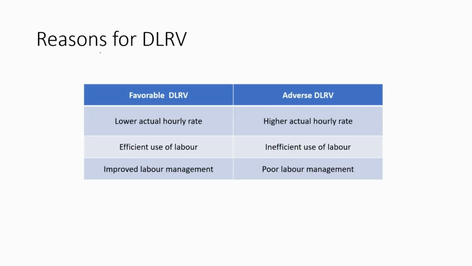Now let's discuss the reasons for direct labor rate variance. For favorable variance: lower actual hourly rate, efficient use of labor, improved labor management. The inverse of these points is true for adverse variance: higher actual hourly rate, inefficient use of labor, poor labor management.